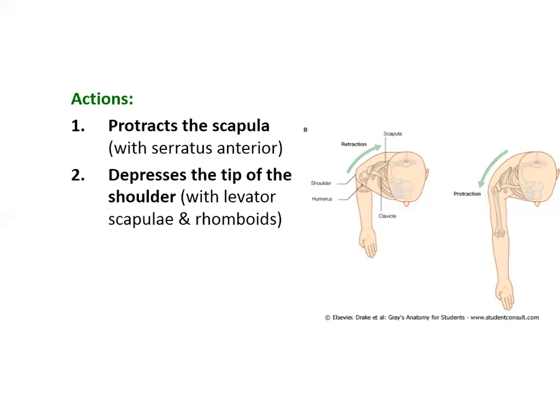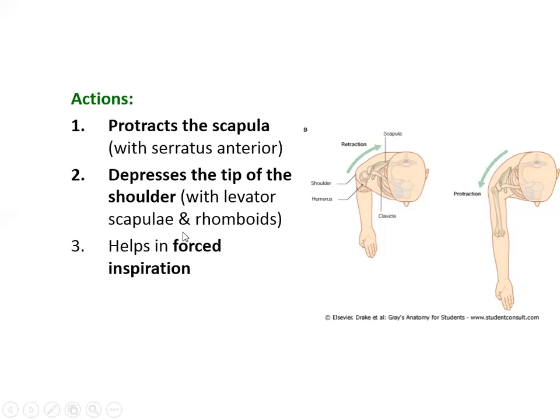Then it also helps in depressing the tip of the shoulder because it is attached to the coracoid process. When it pulls, it also pulls the shoulder itself downwards, along with the levator scapulae as well as the rhomboid muscles.